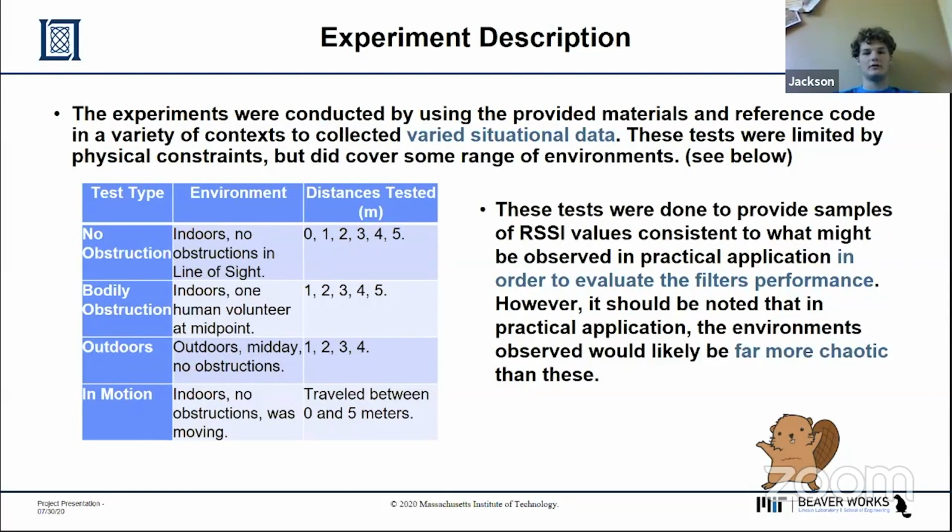As you can see in the table in the bottom left, I only had 4 general environments. One was plein air, one had a body in between the 2 Raspberry Pis, one was set outdoors on a patio, and one was in motion to determine the effects of filters and the use of classifiers on moving devices. It should be noted that these tests were all done in order to evaluate the use of filters and were not done with the intent of determining the effects of environmental factors on RSSI values.